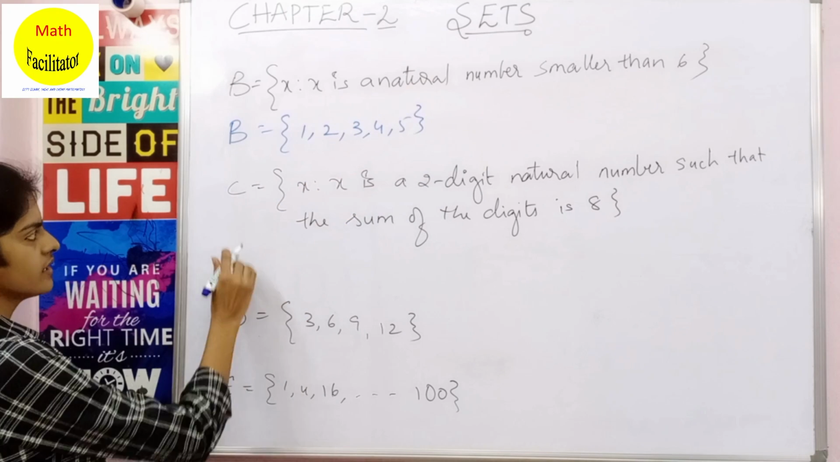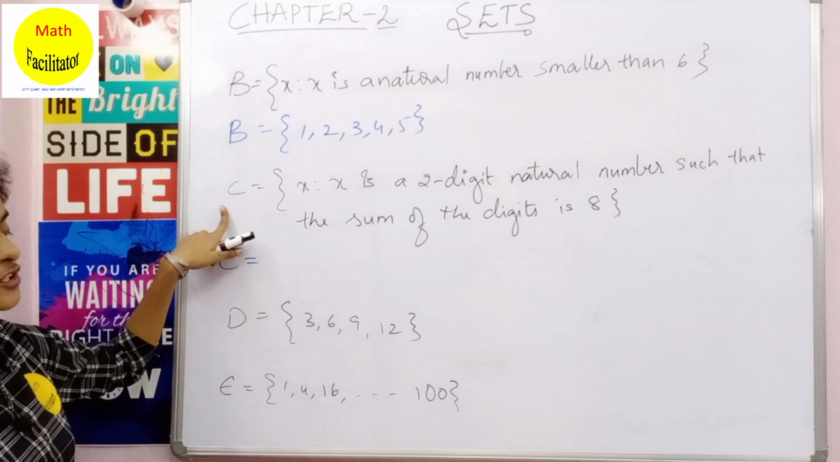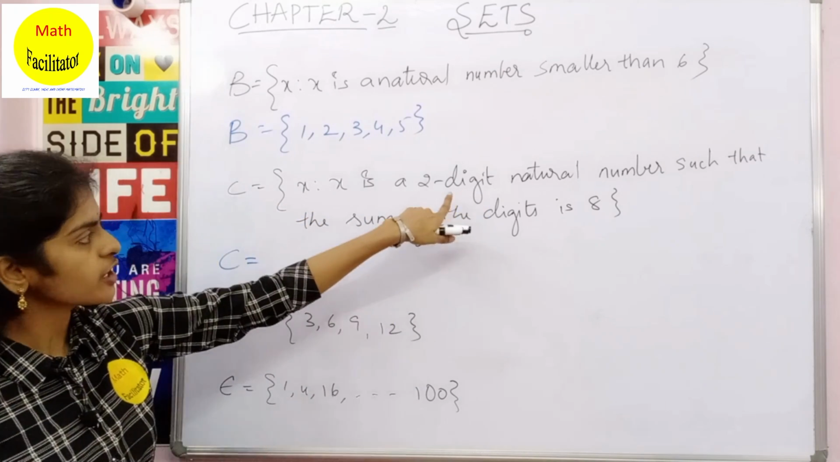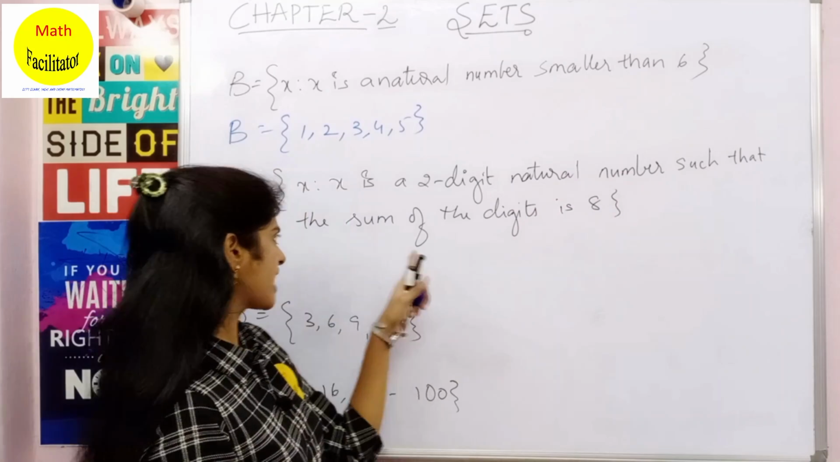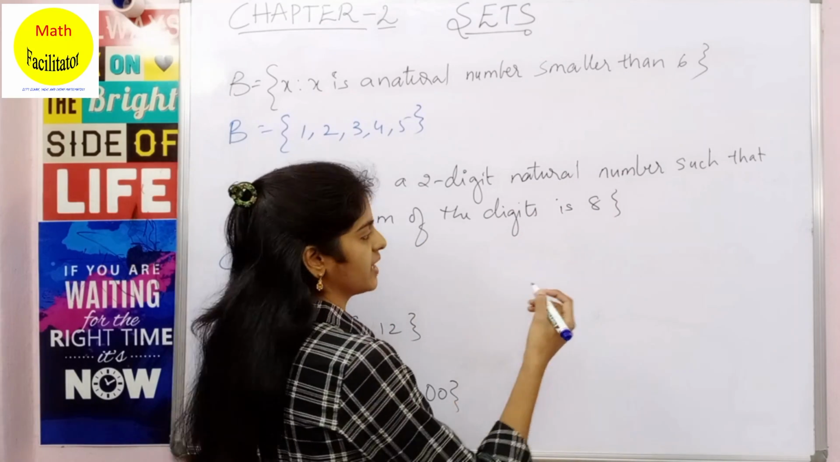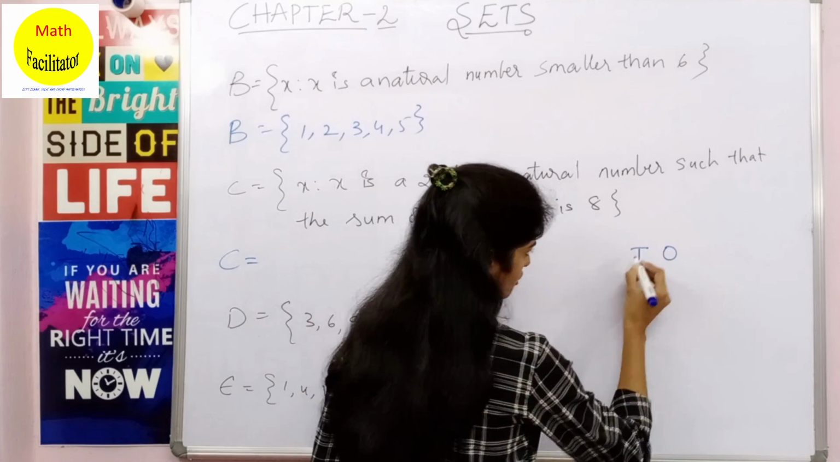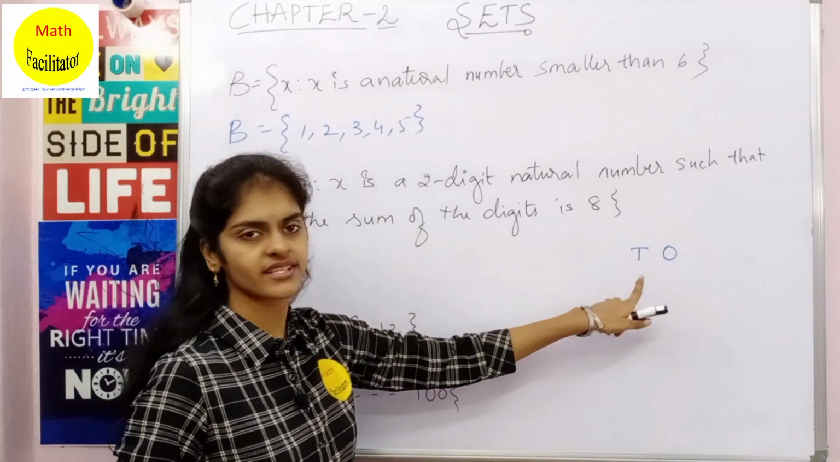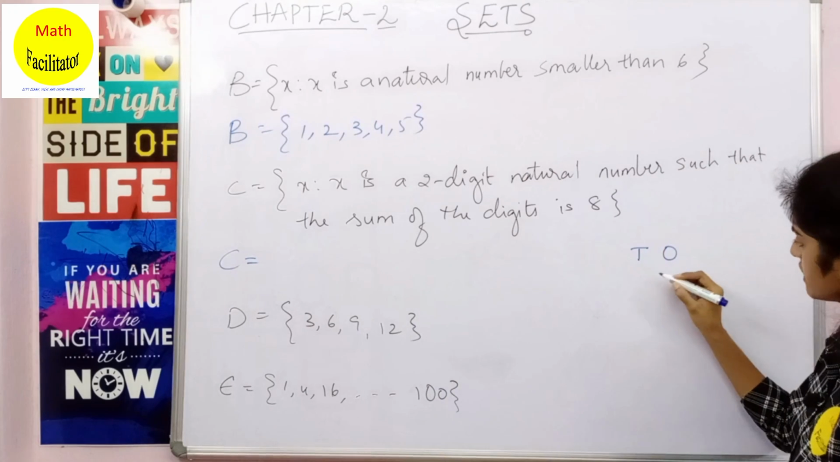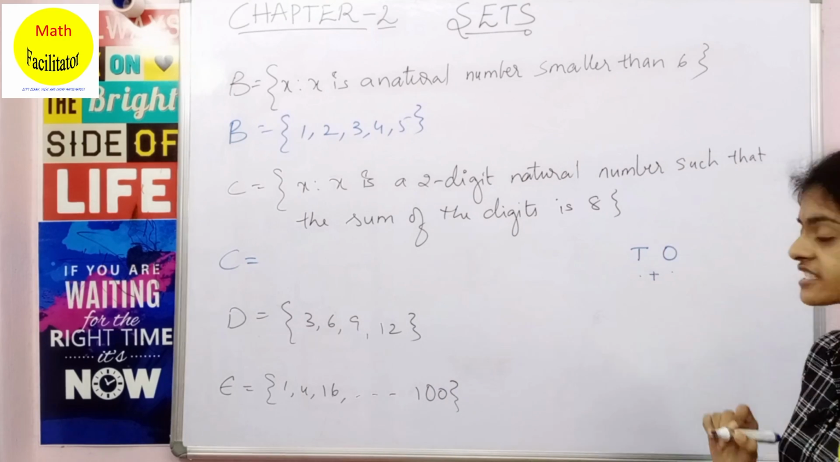Now the next example. C is a set of elements containing X such that X is a 2-digit natural number such that the sum of the digits is 8. So it is a natural number, and the sum of digits should be 8. It is a 2-digit number, so let us write ones and tens. The sum of the digits should be 8, which means if you add these 2 digits, the answer should be 8.